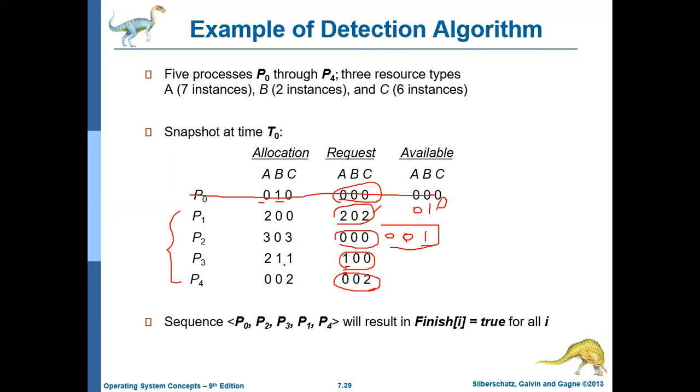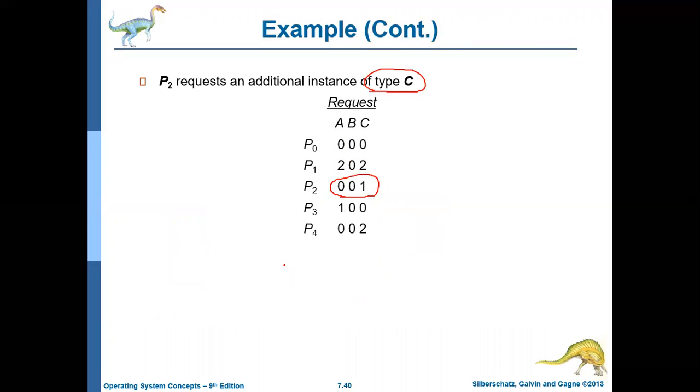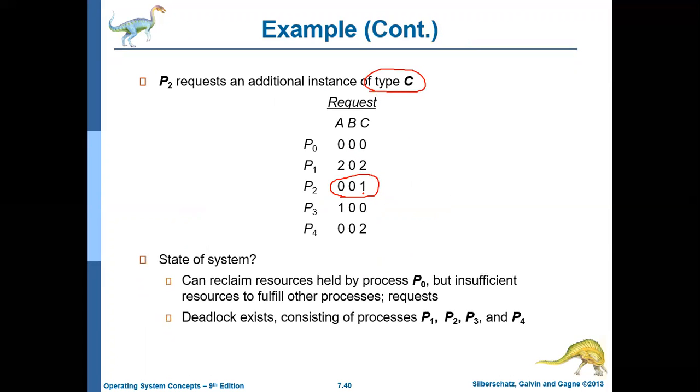So this state will lead to a deadlock. So if P2 requests an additional instance of resource type C, then the system will lead into a deadlock state. P0 will complete, but there will be a deadlock between P1, P2, P3 and P4. So this is about deadlock detection.